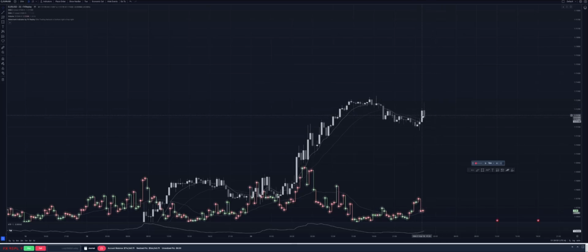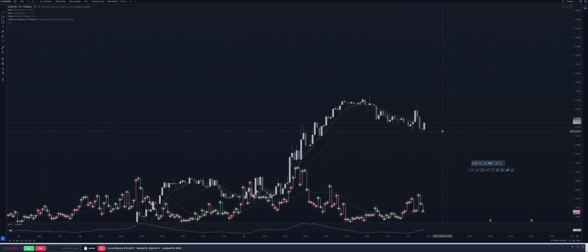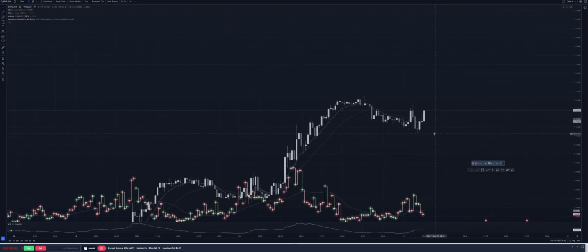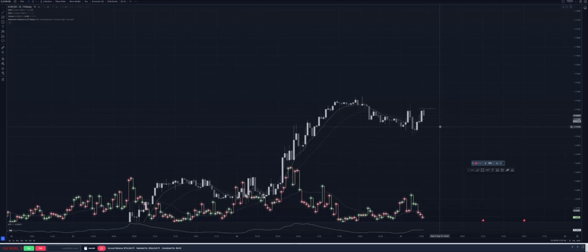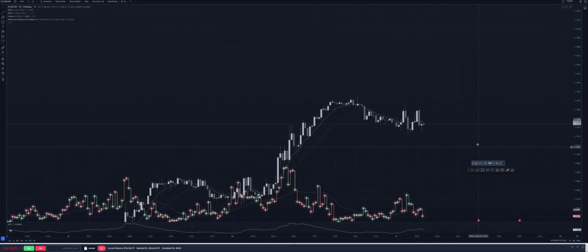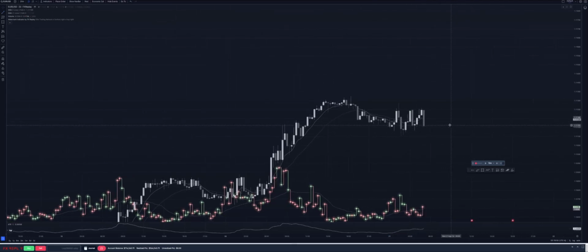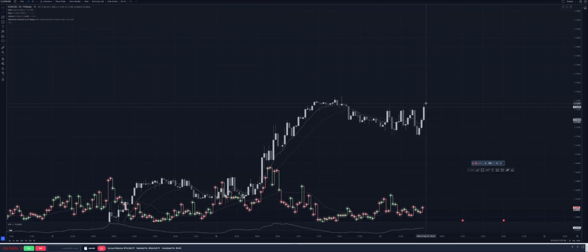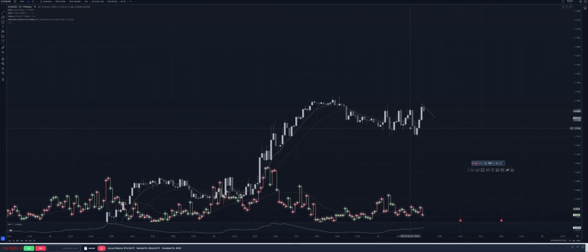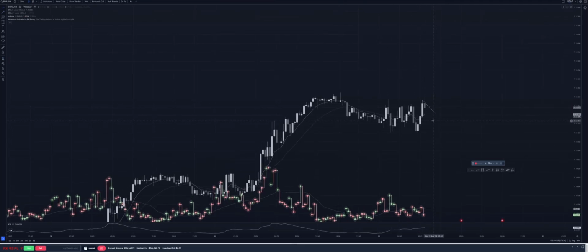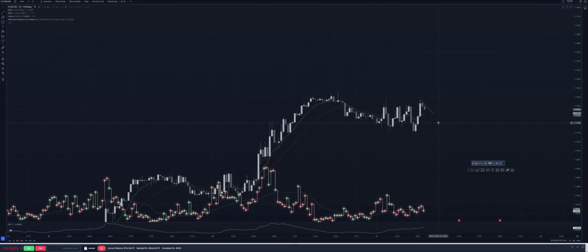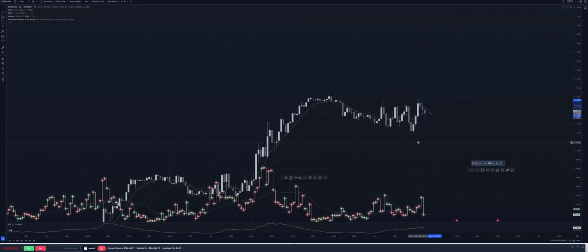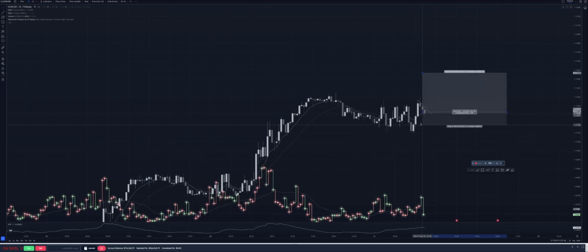So now we could potentially get a very clean entry here. Oh, fell back down. Potential entry. Nope, fell back down. Nope. Yes. 6:20 in the morning. I'll make sure there's no red news. Loss. So we'll just tag in some random long in here and say it was a loss.